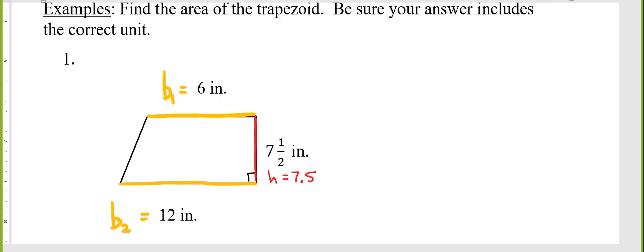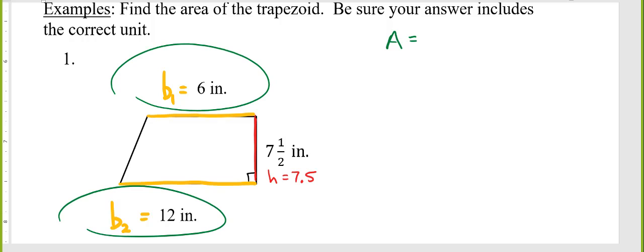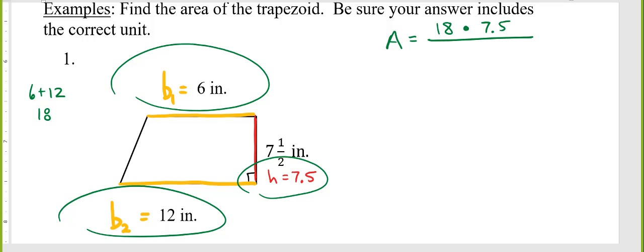All right, what is my area? My area tells me to add the 2 bases together first. What is 6 plus 12? It's 18. So I did 6 plus 12 first, and I got 18. Then I want to multiply that by the height, which is 7.5. And then I'm going to write all over 2.